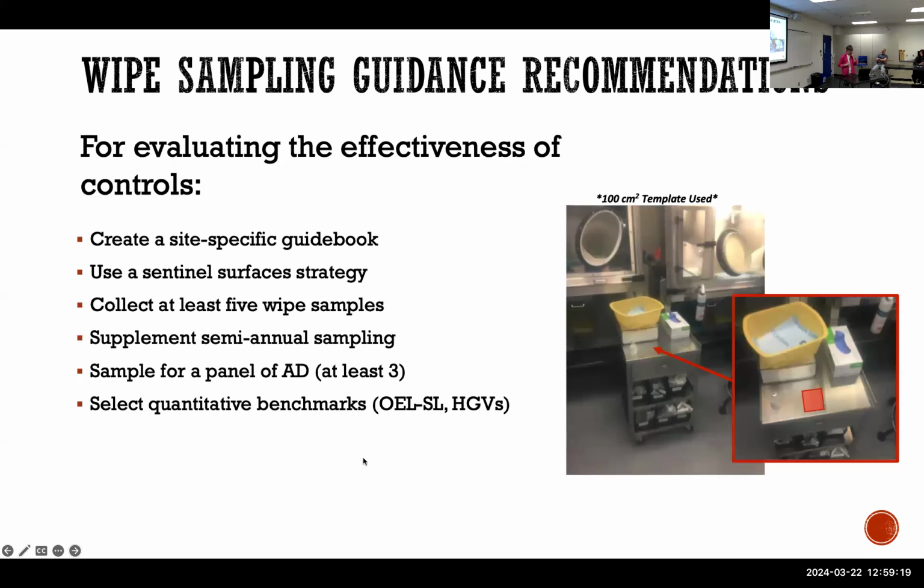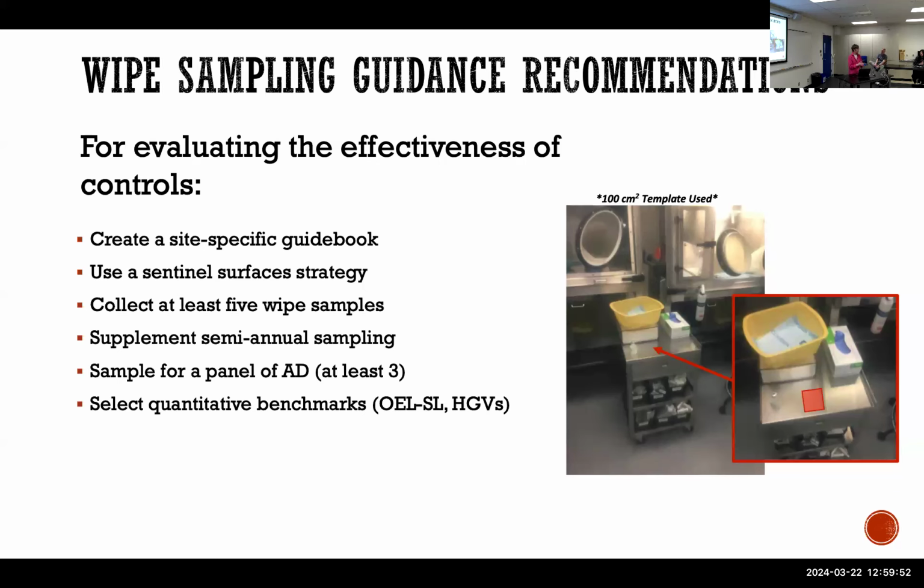So from that learning, we developed some guidance for wipe sampling. One of the first recommendations was create a site-specific guidebook. This is something we found immensely helpful in the surfaces study and other studies. Because we were going back to sample repeatedly, it was really important that we go back to the same place to sample. And with many, many moving parts and pieces in these studies, it's hard to remember where that was. So having that guidebook with the visuals is really helpful.